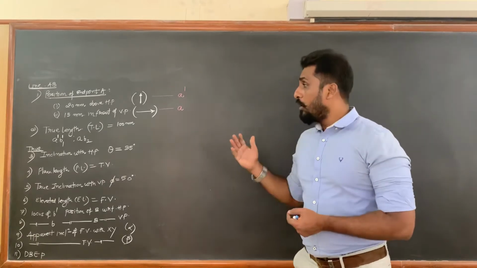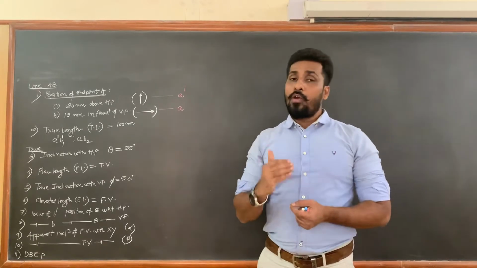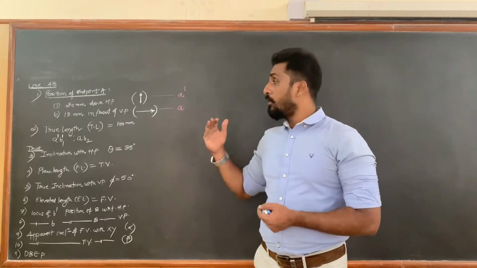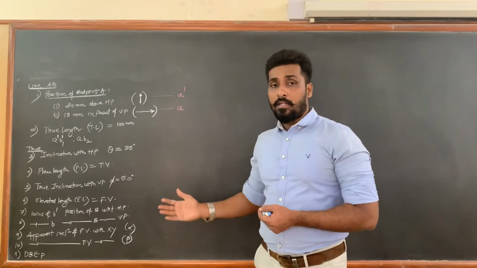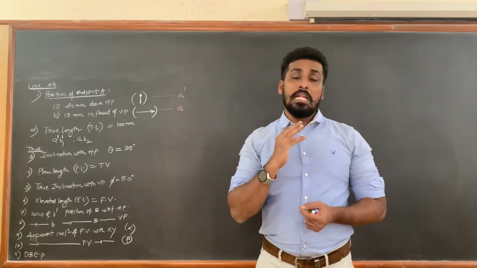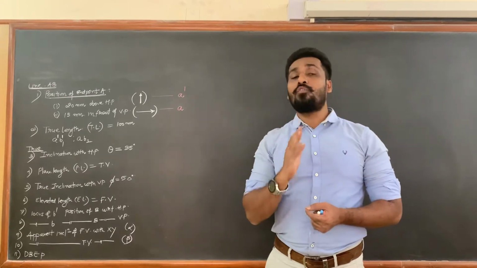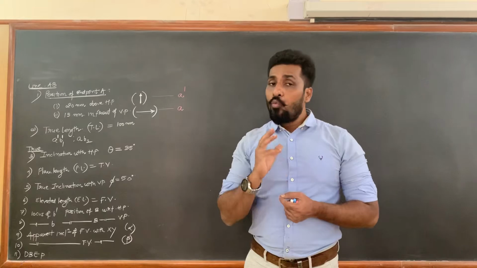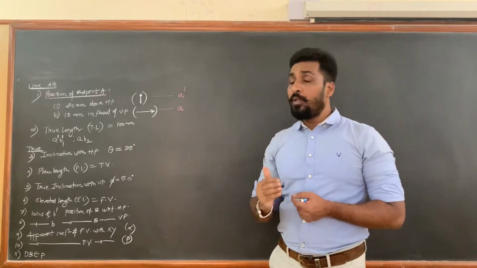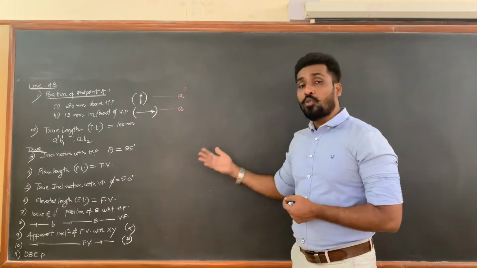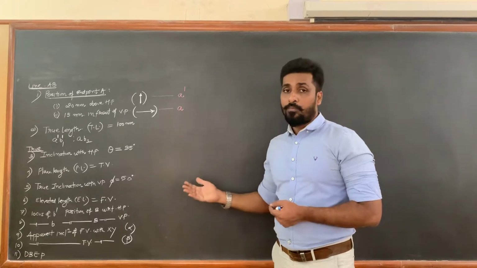Let's come back to our master solution. Now, if I want to start with the diagram for a line, I need to have 11 different data. Out of them, at least 5 must be known to me. Now, which are those 11 data? We will be looking at them as we keep on proceeding in our solution.